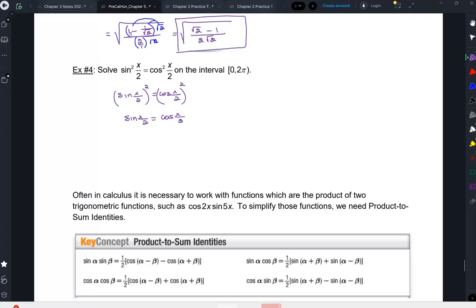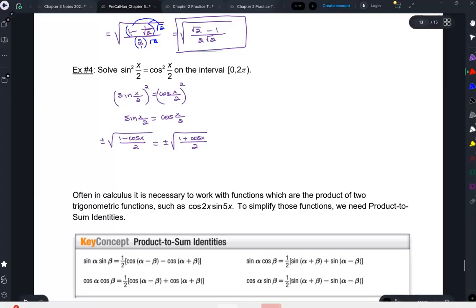Okay, that didn't get us anywhere. But you know what? We have trig identities for this. So what's sine of x over 2? It's plus or minus the square root of 1 minus cosine x all over 2, equal to plus or minus the square root of 1 plus cosine x over 2. What can I do now? Square both sides.